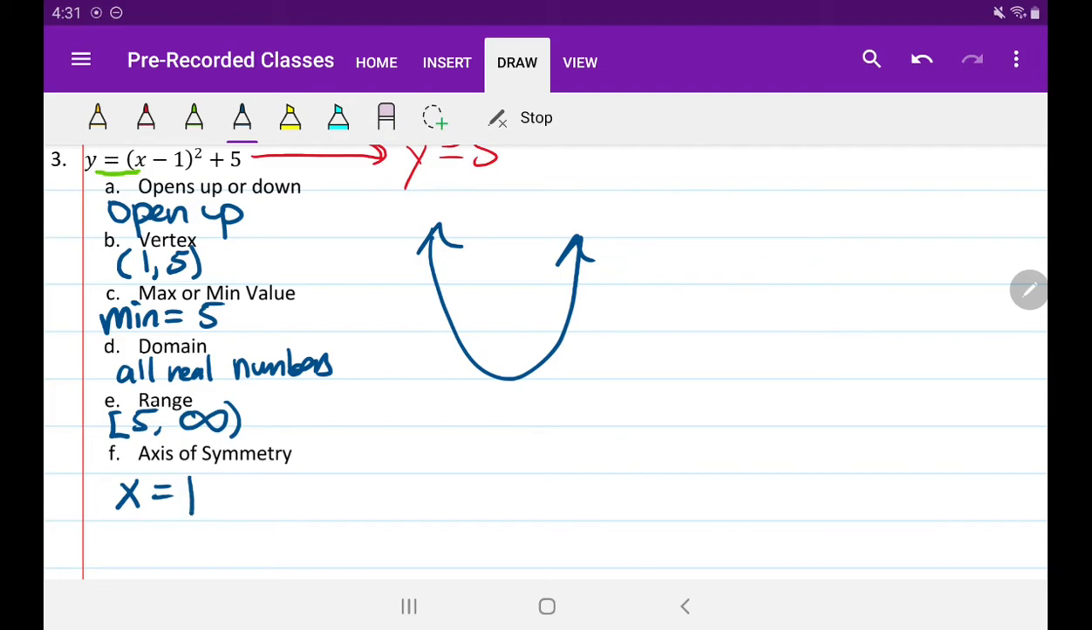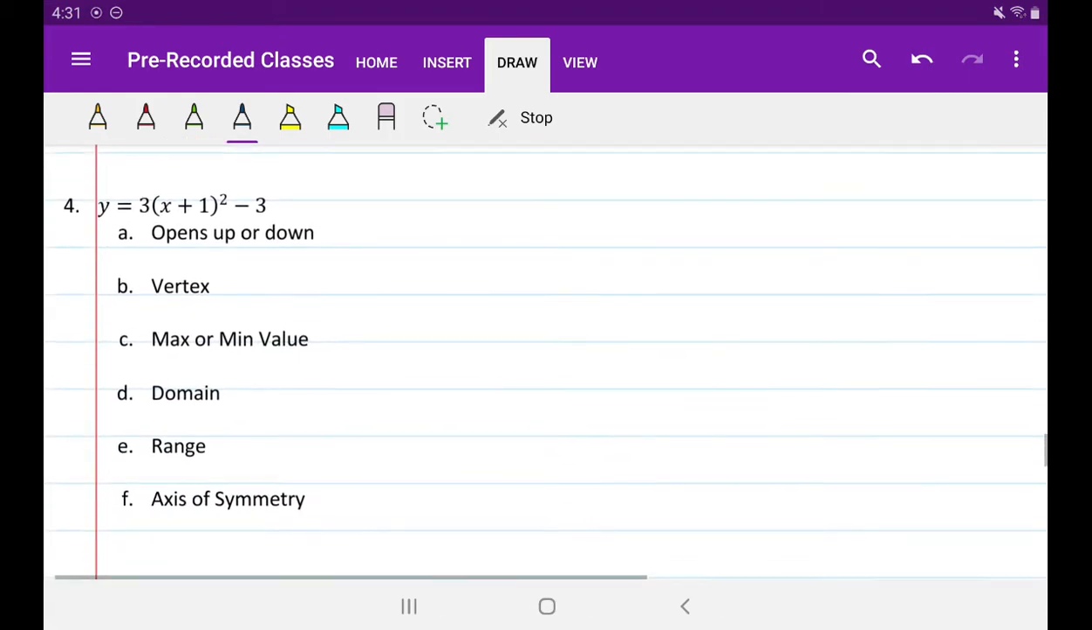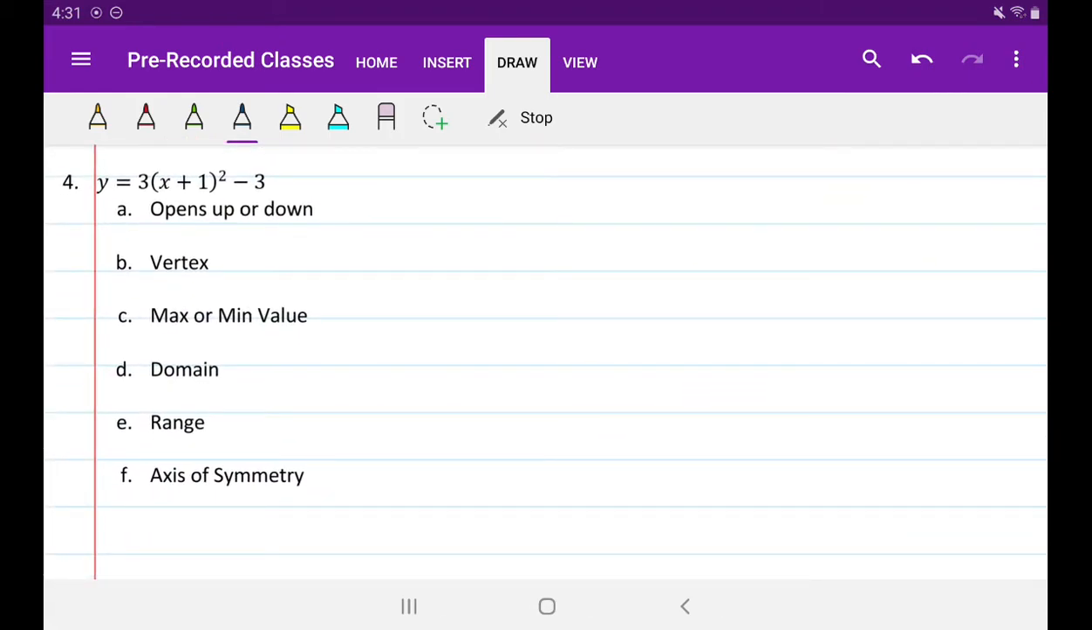Okay, so number 3 was nice and easy because it was in vertex form. So going on to number 4, this is also in vertex form, so this should also be easy. Does it open up or down? Well, we can see our a value here is a positive 3, so that means it's going to open up.